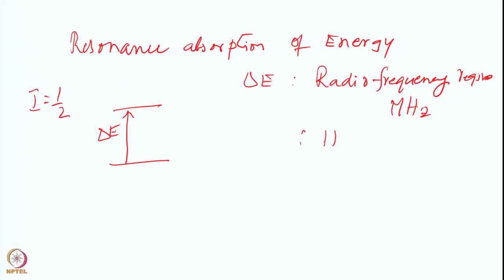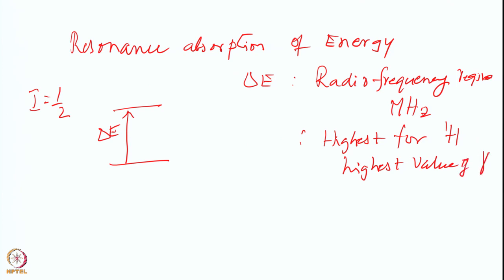And this is the highest for proton, because it has the highest value of gamma. So typically, when we always say we have a 100 megahertz spectrometer, 200 megahertz spectrometer, we always refer to the proton absorption frequency. Okay. So what does that mean?